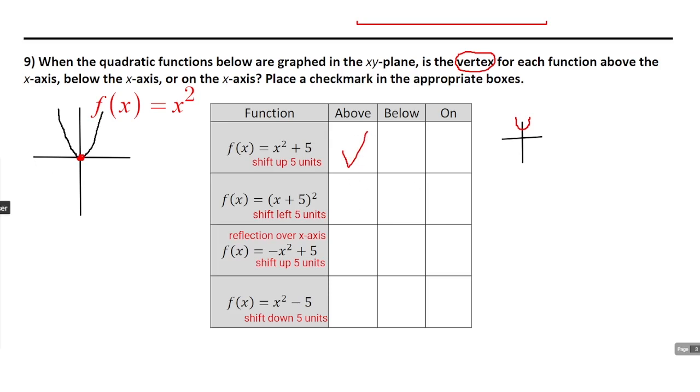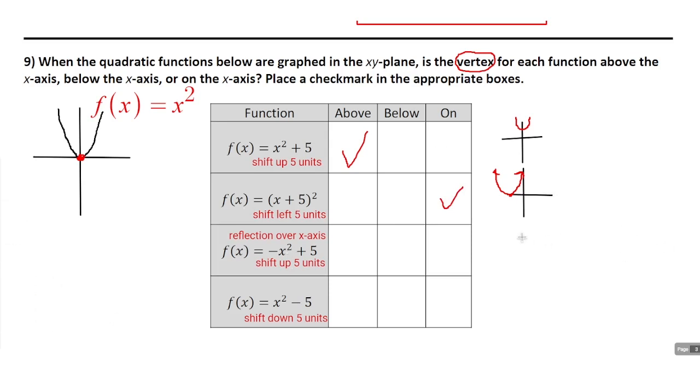If we instead shift the vertex to the left 5 units, then the vertex remains on the x-axis, because it started out on the x-axis. Shifting it to the left just moves it over here. And even if you mess this one up in your interpretation, like forgetting that it moves to the left instead of the right, you're still going to get this one right, because even if I shifted this to the right, it would still be on the x-axis.